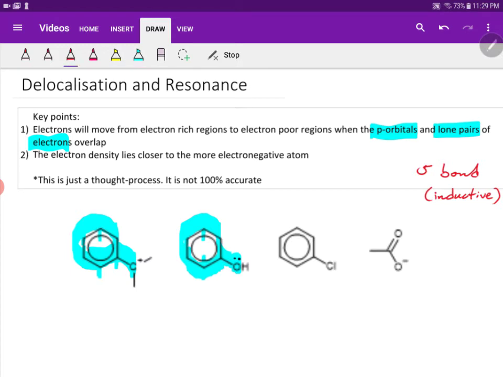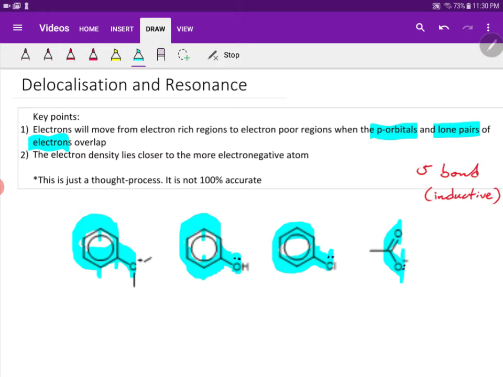The same thing happens for this chlorine atom, because its lone pair of electrons in its p orbital is able to delocalize once again. And lastly, take note that we have a pi bond here, so a p orbital, and then we have lone pairs of electrons here. These three things allow us to delocalize. This is the idea behind delocalization, where p orbitals and lone pairs of electrons overlap. Let's go deeper and look at these examples.